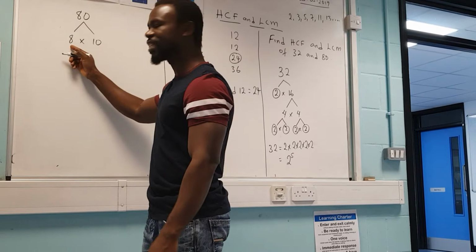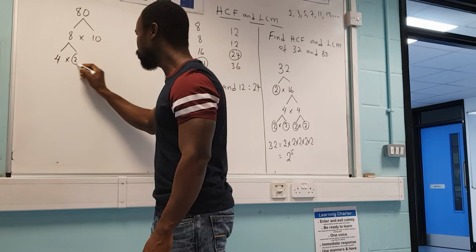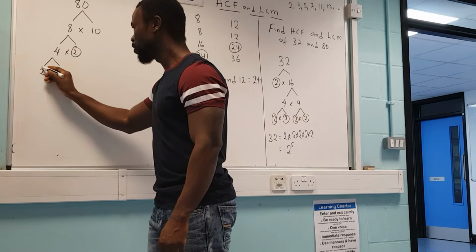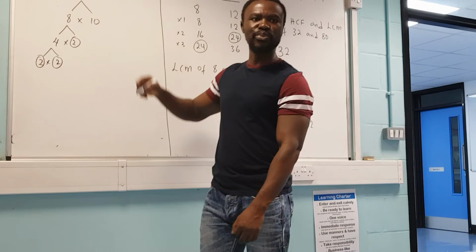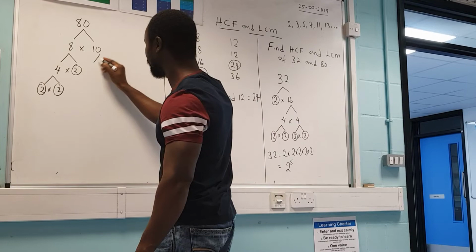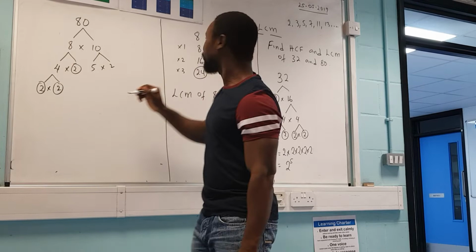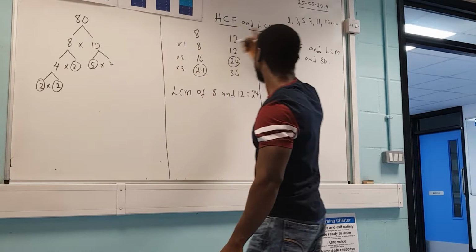That would be 4 times 2. 2 is a prime number. So I break down 4 again. 4 is 2 times 2, so 2 and 2 are prime numbers. I'm left with the 10. I need to break 10 down because 10 is not in our prime numbers. 10 is 5 times 2. 5 is in my prime numbers, so I circle the 5 because we need it. 2 is in our prime numbers, so you circle the 2. We have broken down all the numbers.